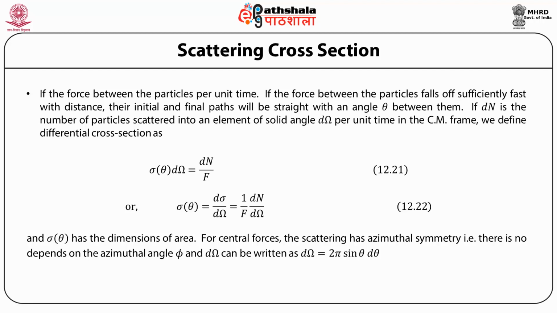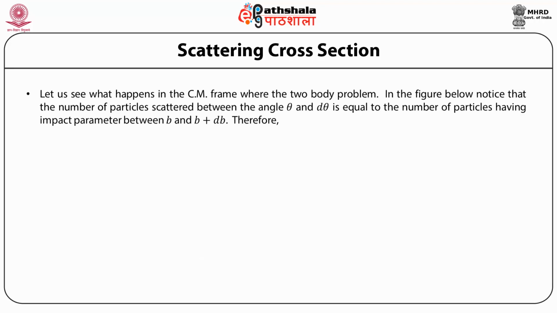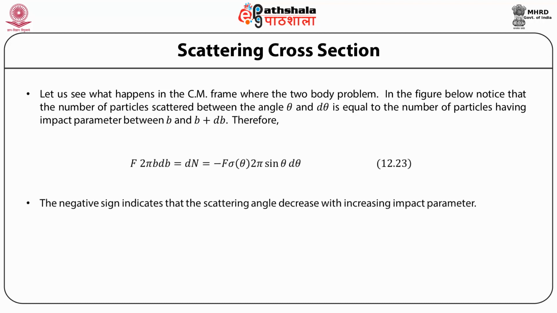For central forces, the scattering has azimuthal symmetry. There is no dependence on the azimuthal angle phi, and d omega can then be written as 2 pi sine theta d theta. Let us see what happens in the center of mass frame. In the figure, notice that the number of particles scattered between the angle theta and d theta is equal to the number of particles which have impact parameter lying between b and b plus db. So how many particles have their impact parameter lying between b and b plus db? That is equal to the flux times this area, which is 2 pi b db.